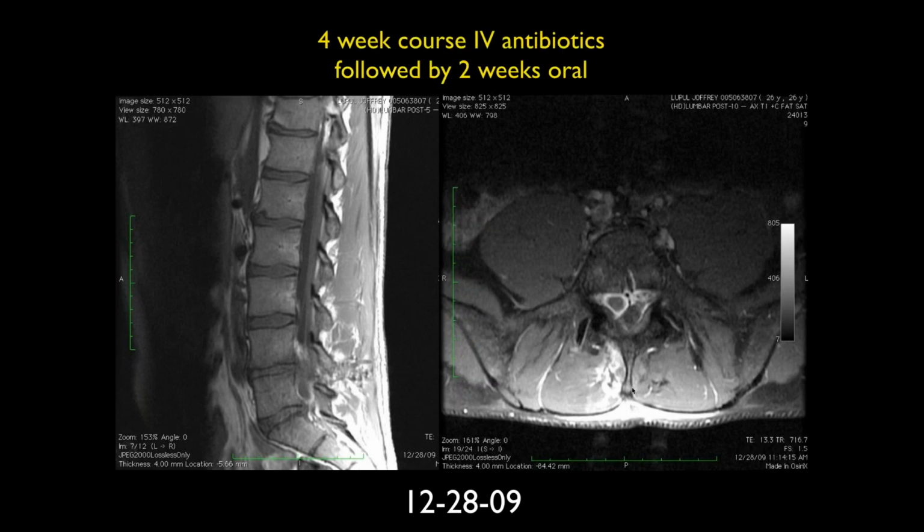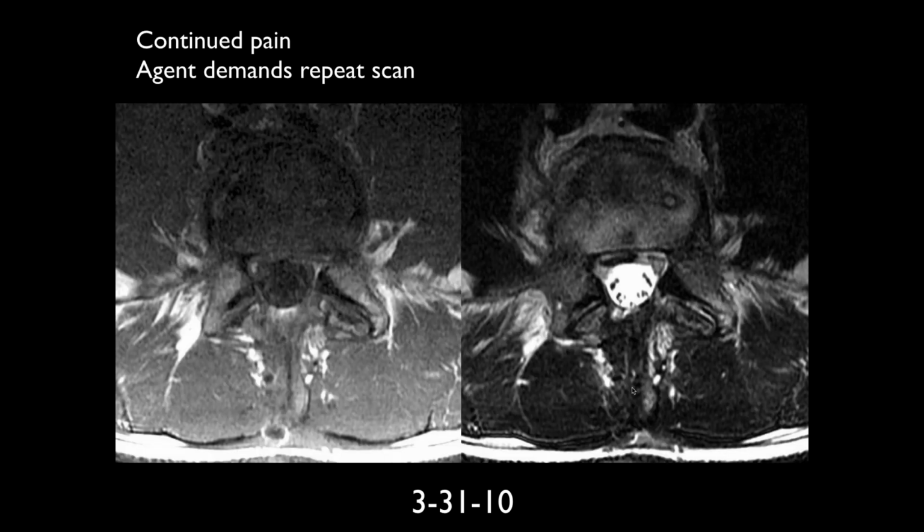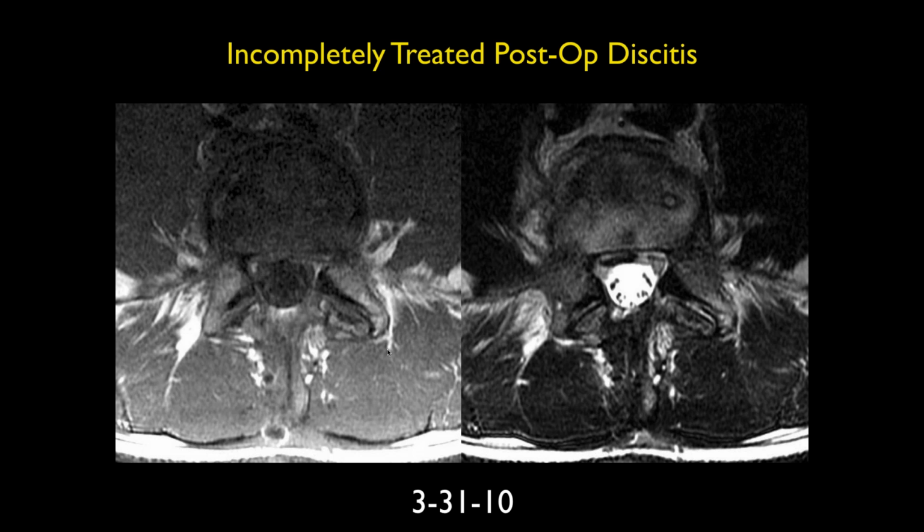Okay. So they started on IV antibiotics. This is on 12/28/09, and now this is 3/31/10. So we're a little bit later. So what do you see now? So the disc is completely destroyed. Both vertebral bodies are involved. It's worsening, I guess, before it gets better. You can see the surrounding tissues actually look a little bit better now. And that went back to IV antibiotics.